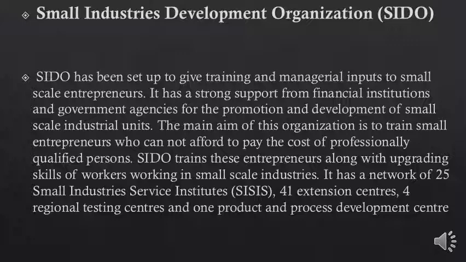There are different main bodies of SIDO. SIDO works in 3 types: first is the 41 extension units, then 4 regional testing centers and 1 product and process development center. It is very important for the SISIs. So SIDO works on rural or urban small scale industrial entrepreneurs to train them and to provide skills and upgrading skills to the workers, employees and top level management.